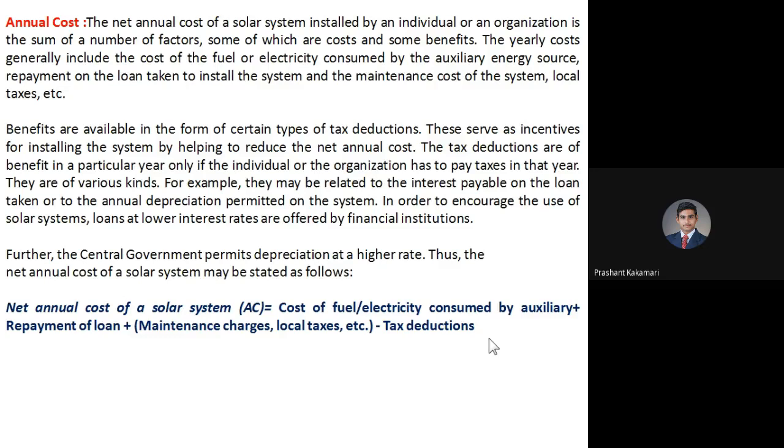Okay, so keeping these in mind, whatever costs you are going to put in this system to maintain the auxiliary system or to clean and maintain the system on a yearly basis, and the loan you are paying, then minus whatever profit you have made or the deductions the government has provided. If you take the sum of all these costs, I can find out the net annual cost of a solar system. Any doubts up to here?